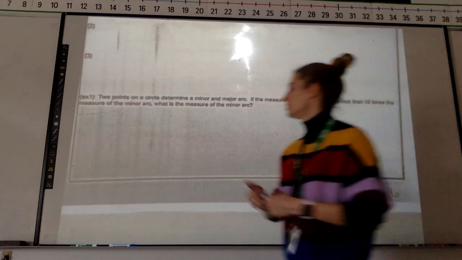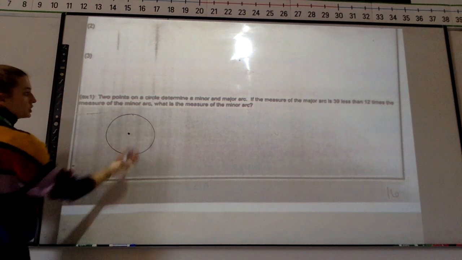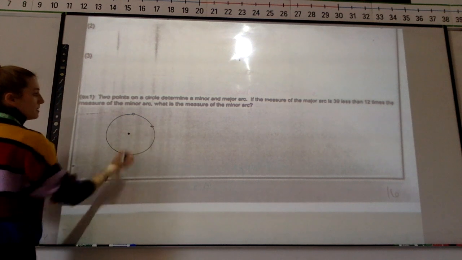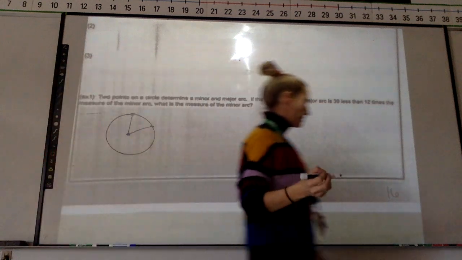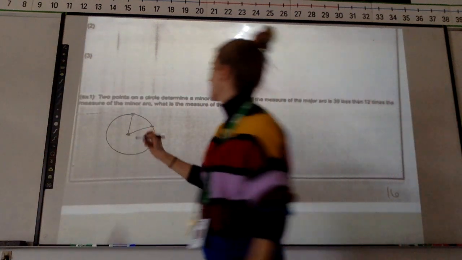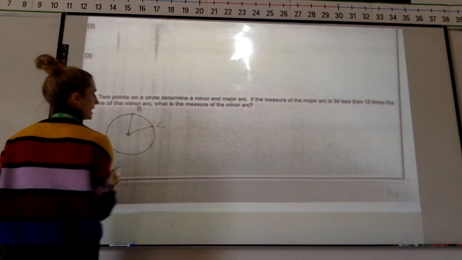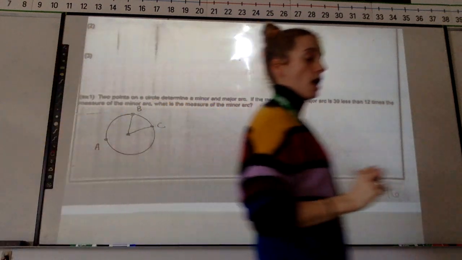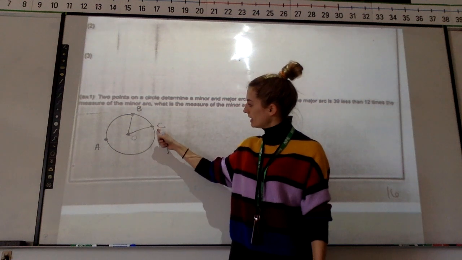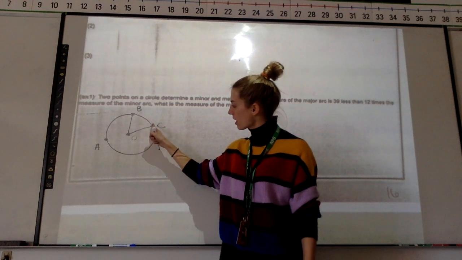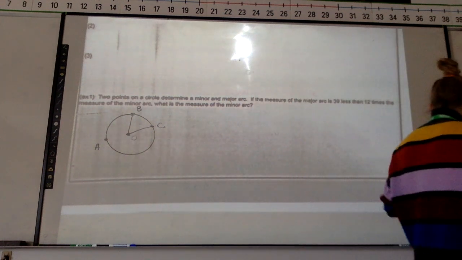So let's draw ourselves a circle. And we know we've got 2 points on the circle that will determine the major and minor arc. Let's call this B, I'm going to put point A back here, and I'll put point C here. So we've got circle O, and B, C, those 2 points create the minor arc. And the major arc, those are the endpoints, and I need that extra point there so that I can name the major arc.